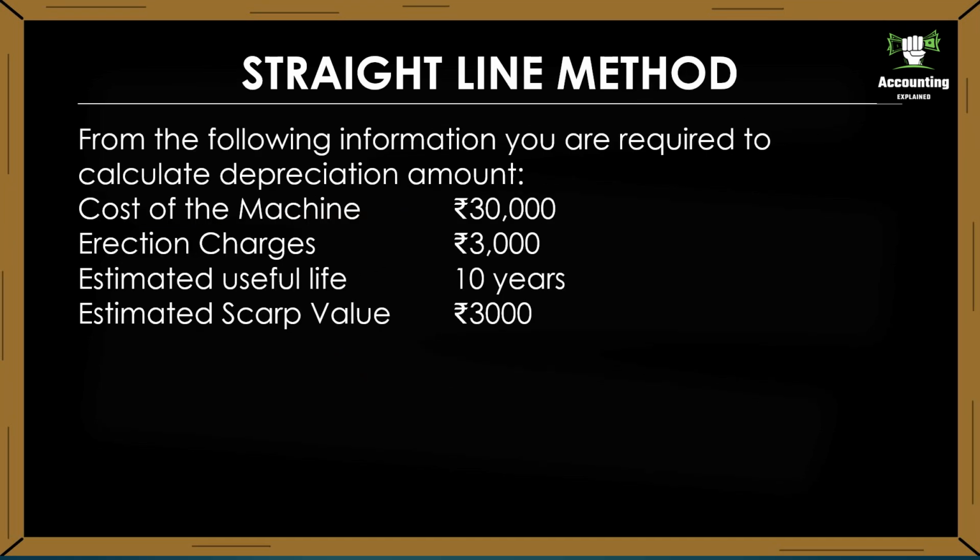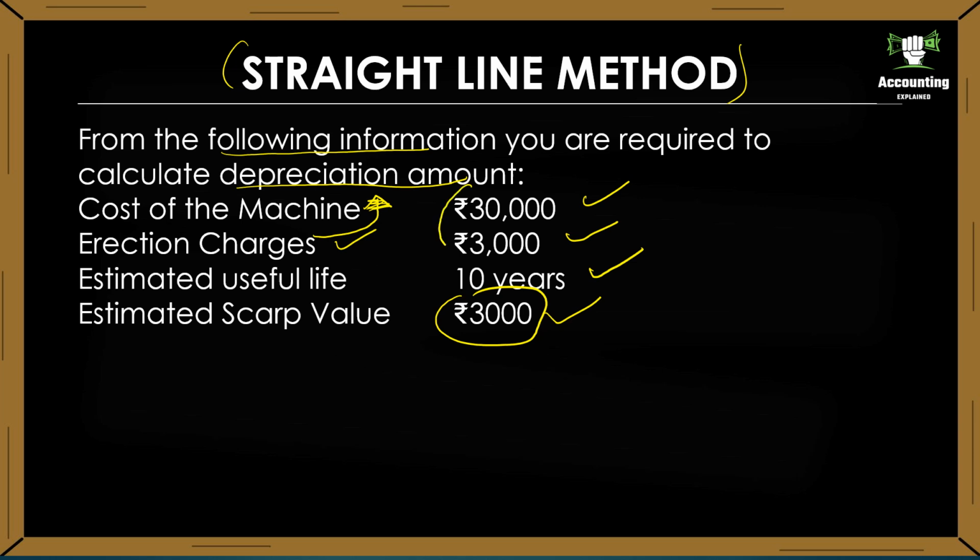I have taken a simple question on the straight line method of depreciation. The question is as follows. From the following information, you are required to calculate the depreciation amount. Cost of the machine is rupees 30,000. Erection charges is rupees 3,000. This erection charges should be added to the original cost of the machine to calculate the depreciation amount. Estimated useful life is 10 years. Estimated scrap value is rupees 3,000, and this 3,000 should be deducted from the sum of these two amounts. When we solve the problem, we'll be able to understand it.